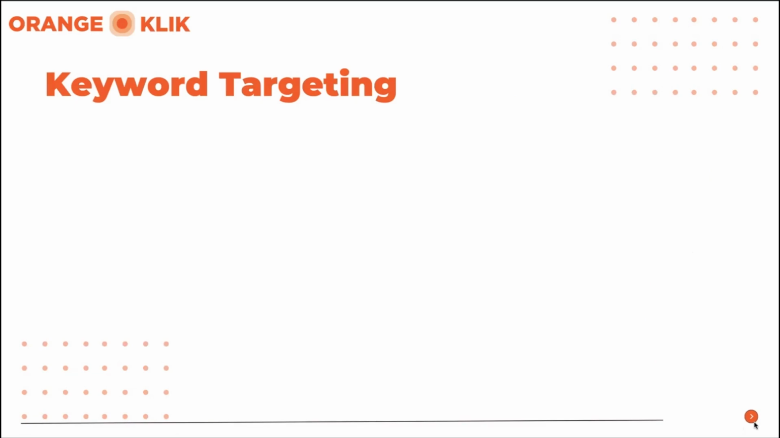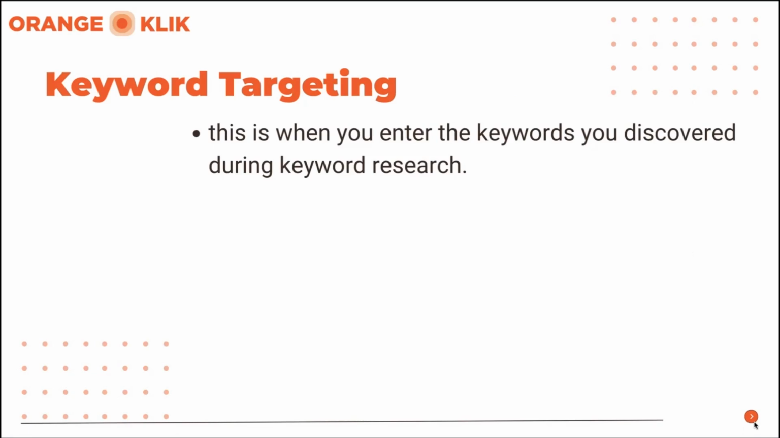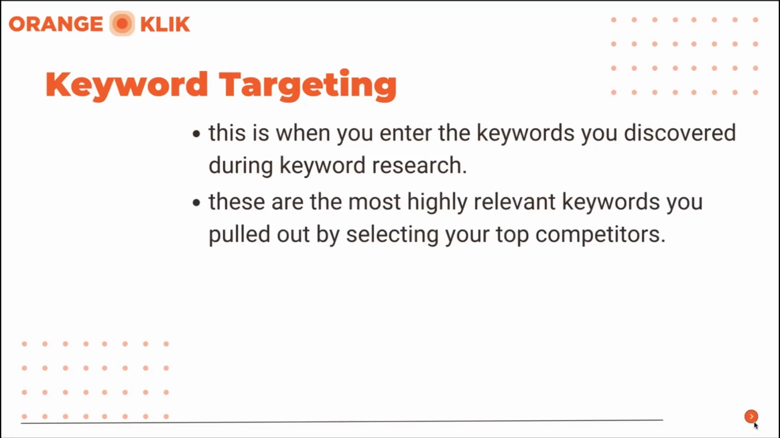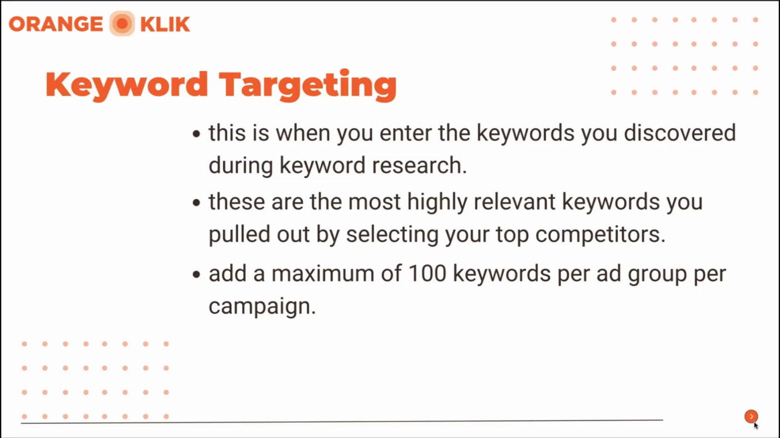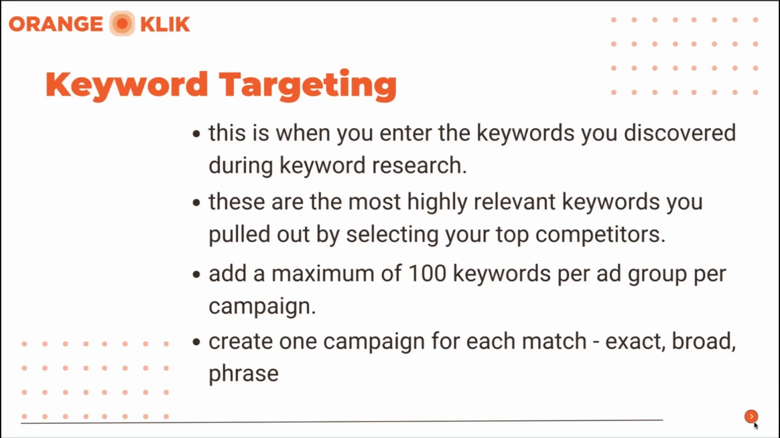In the PPC campaign ad setting, this is when you enter the keywords you discovered during your keyword research. These are the most highly relevant keywords you pulled out by selecting your top competitors. It is best to add a maximum of 100 keywords per ad group per campaign for efficient tracking and monitoring. Better to create one campaign for each match type, which is the exact, broad, and phrase.